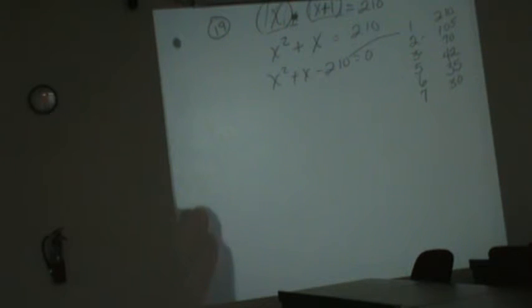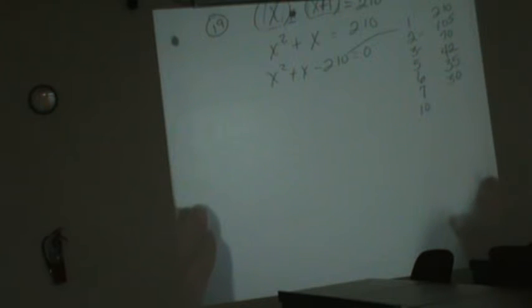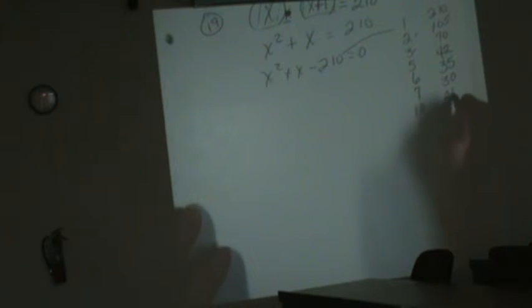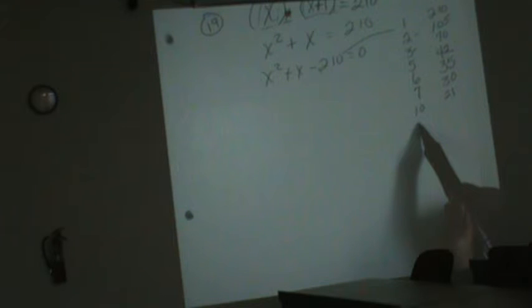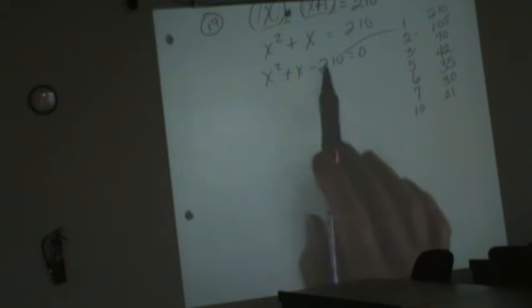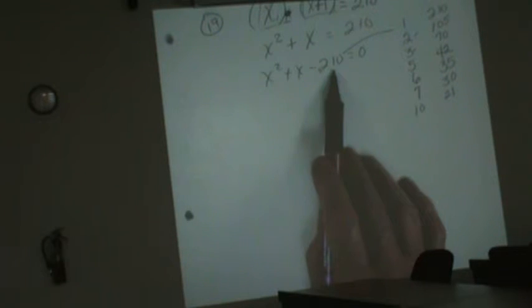No. And 9? It doesn't add up to 9, so it won't go into it. 9. How about 10? 10 times 21. Okay, we gotta be getting close to the middle here because there's not many numbers between there. Will 11 go? No. 12? No. 13?